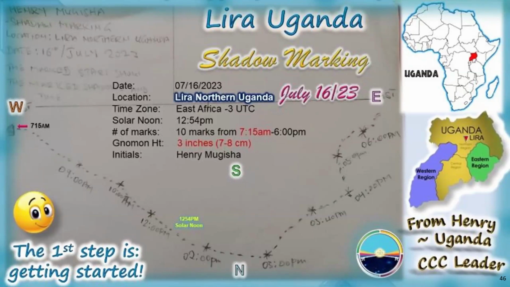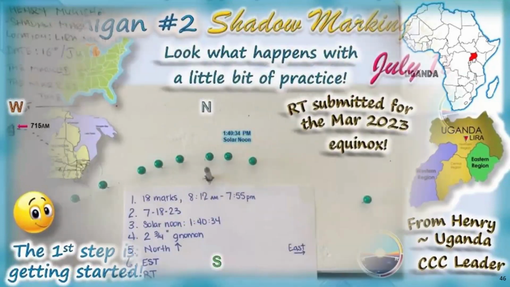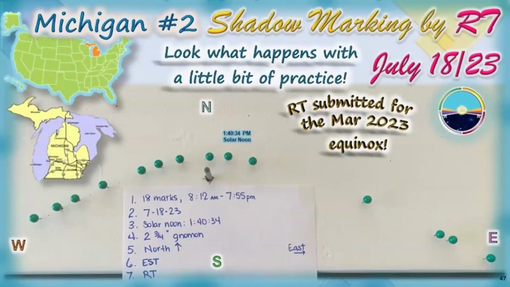So we really thank Henry in Uganda. That was July the 16th. You can still see a curve. Okay, let's move on, we're back to Michigan.